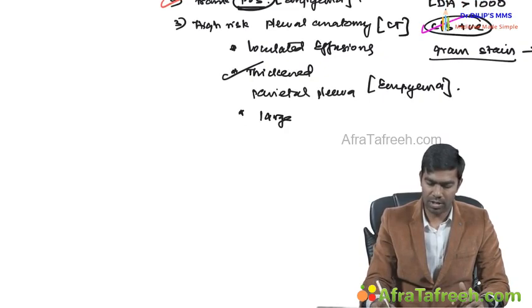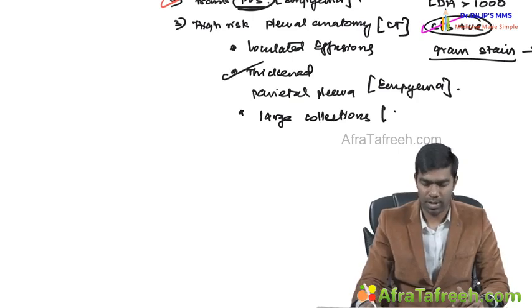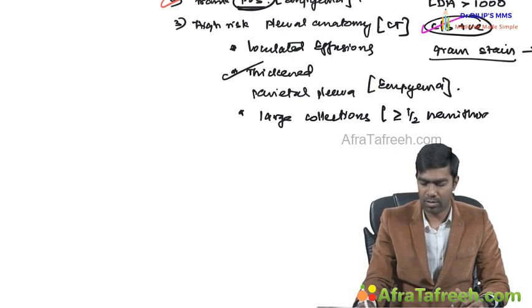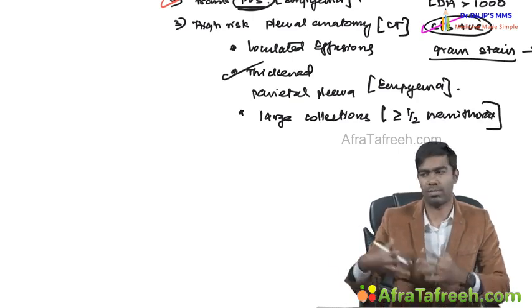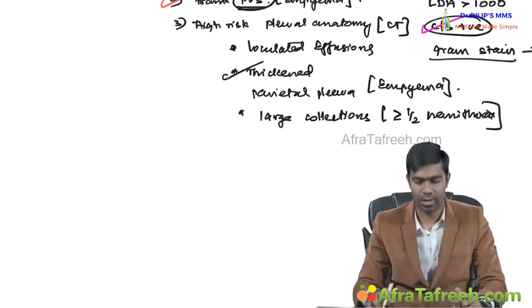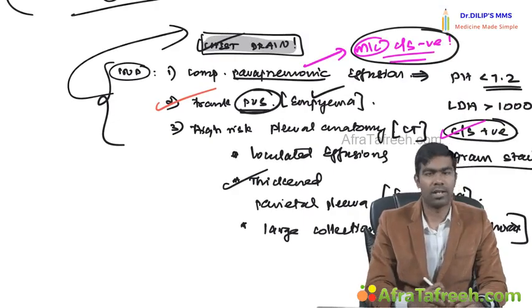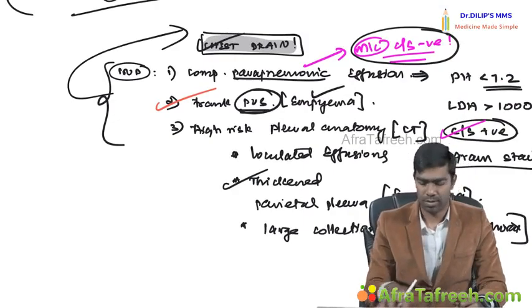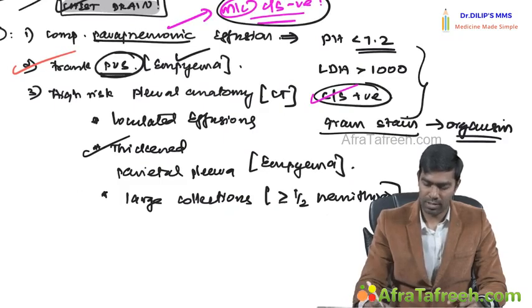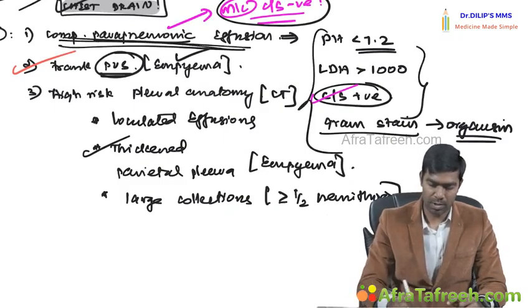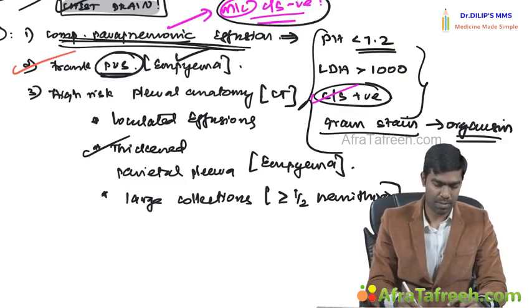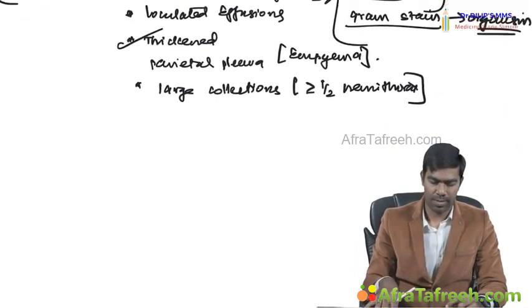And in very large fluid collections in the pleural space, especially if it's spanning more than half of the hemithorax, more than 50% of the hemithorax, if it spans big collections, definitely it has to be drained. So these are the typical indications for inserting a chest drain in a parapneumonic effusion. But very importantly, this is what they will ask. This complicated parapneumonic effusion is what they are going to ask in exam. Empyema, definitely everyone knows. It has to be drained.